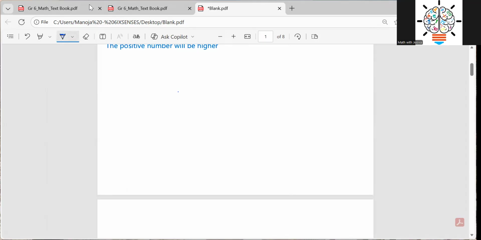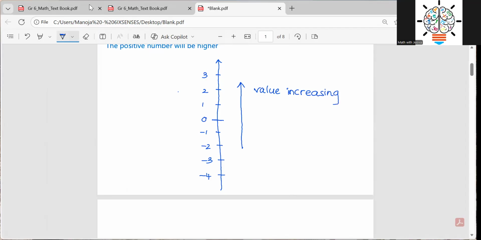So in that case we do have something like this, that it can be to this side too. In that case you have 0 here, and to this side 1, 2, 3, and to this side -1, -2, -3, 1, 2, 3, and -1, -2, -3, -4, like this. Again, you should understand the value is increasing to this side. This is also the same thing. Value is increasing to this side.